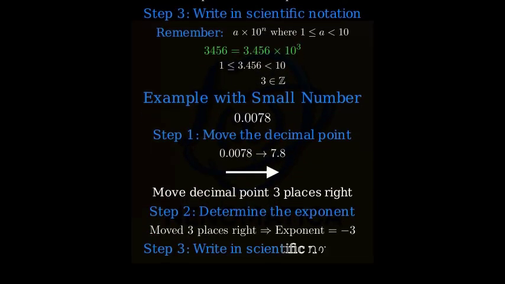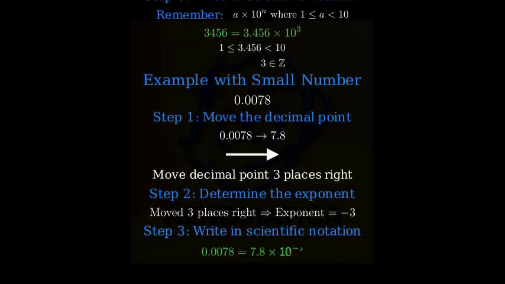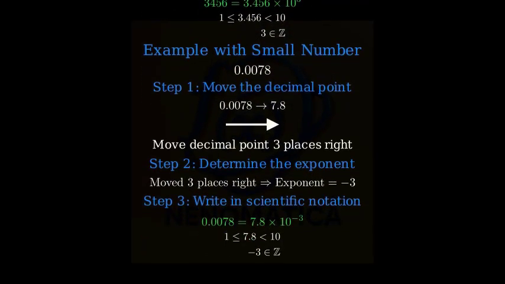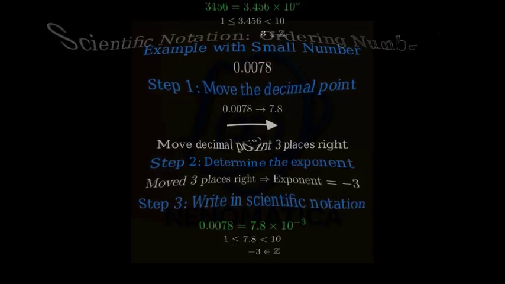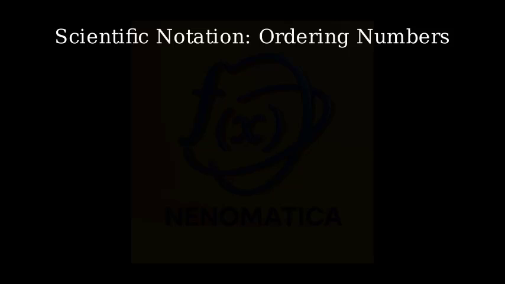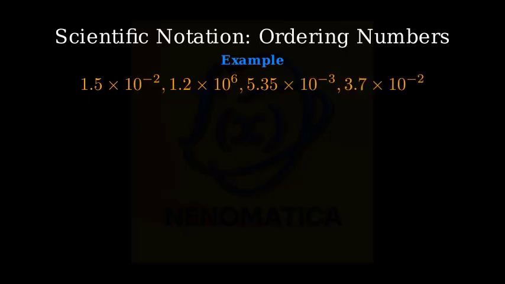Step 3. Write the number in scientific notation. Thus, 0.0078 equals 7.8 times 10 to the power of negative 3. Today we're going to learn about ordering scientific notation. Let's start with an example. We need to arrange these numbers from smallest to largest.